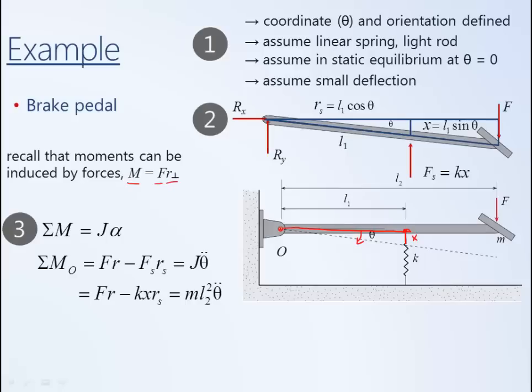Similarly, the moment arm for the applied force F, R, can also be calculated as the hypotenuse times cosine of the angle. But in this case, the hypotenuse of the larger triangle is defined as the distance L2. So this whole distance is defined to be L2.